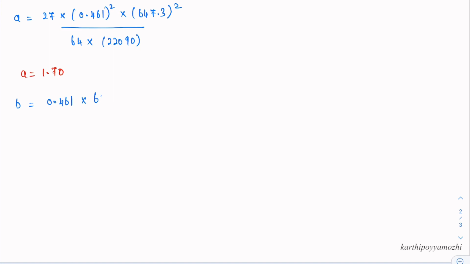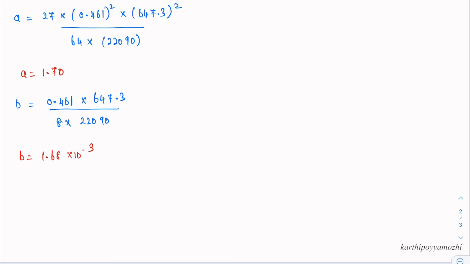Now we can calculate the value of B, which is equal to 0.461, which is R, into the value of TC, 647.3, divided by 8 into PC, the critical pressure, which is 220.90 kilopascal. On calculation, the value of B is equal to 1.68 into 10 to the power of minus 3.